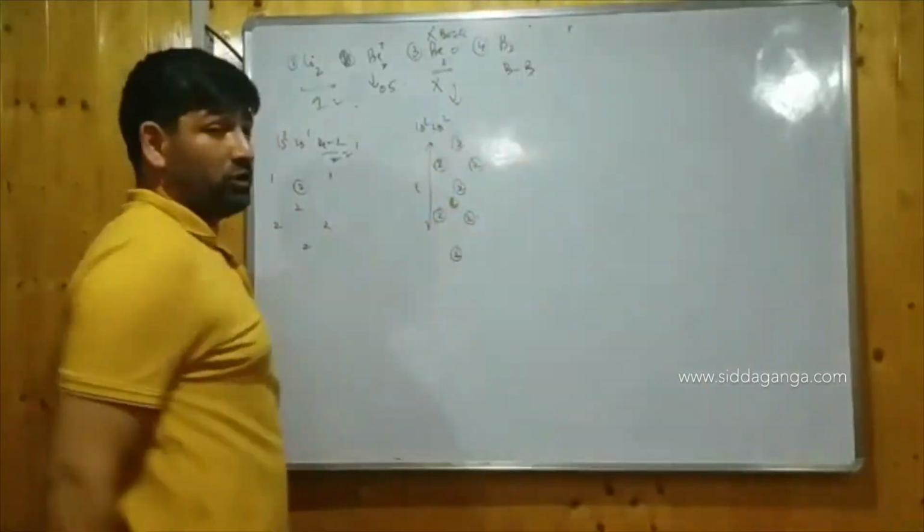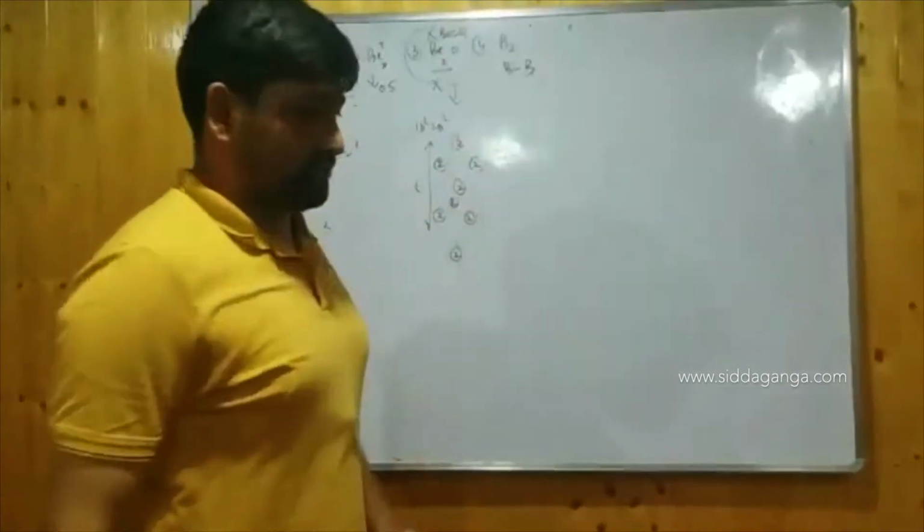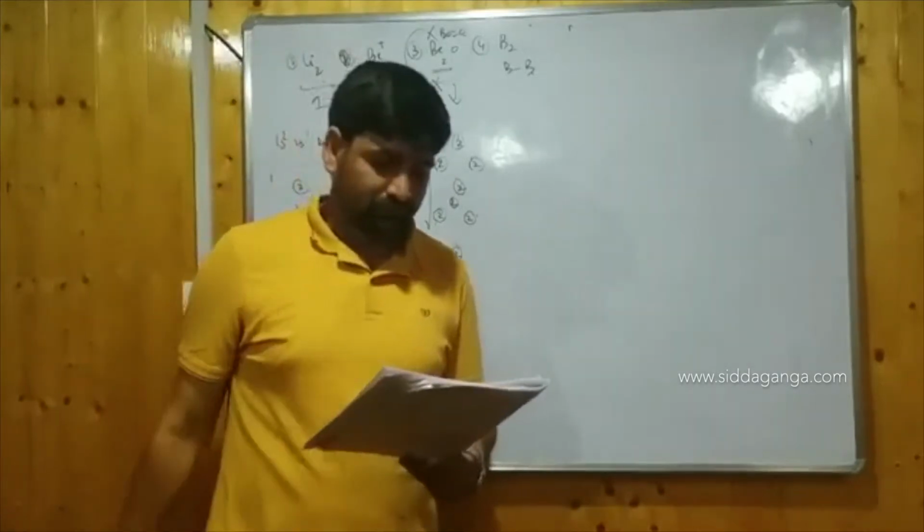B2 we have already seen in the molecular orbital diagram. For B2 bond order is 1. So the correct option will be Be2, which will not exist under normal conditions. Right, children? Next question.